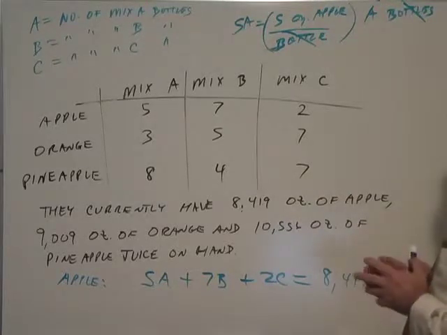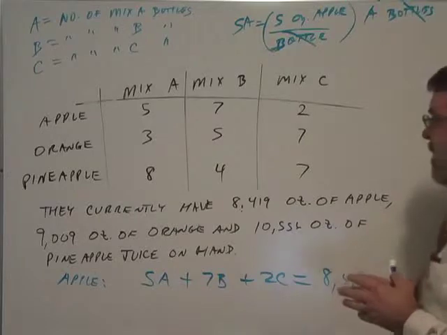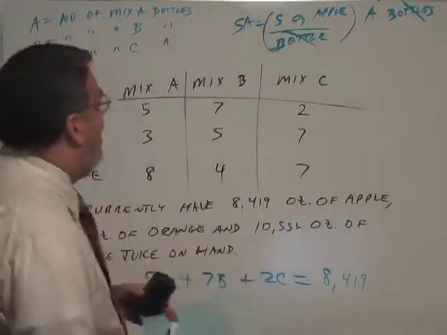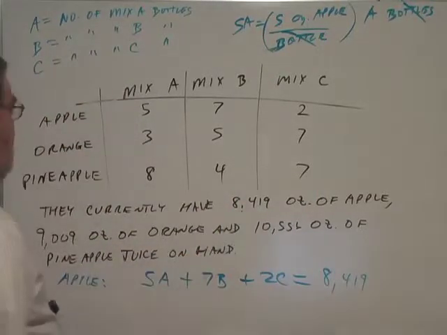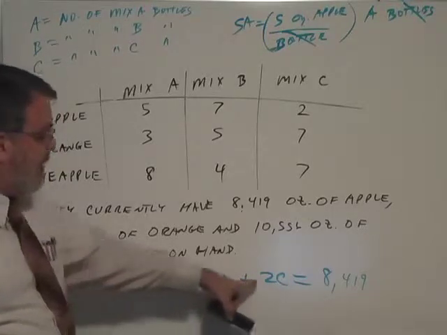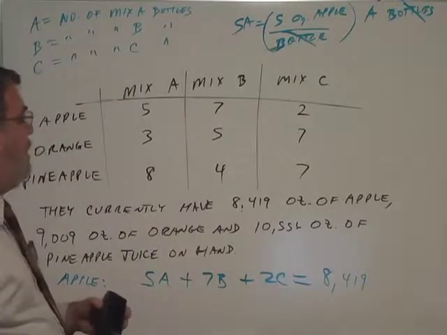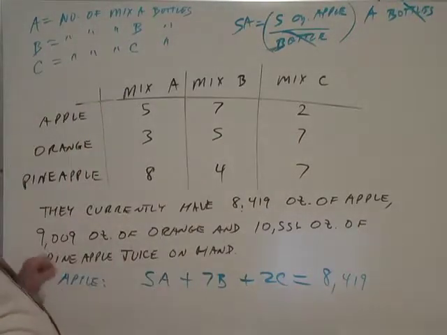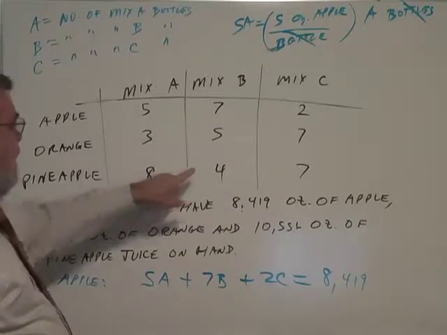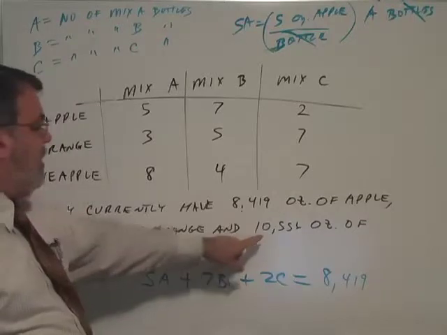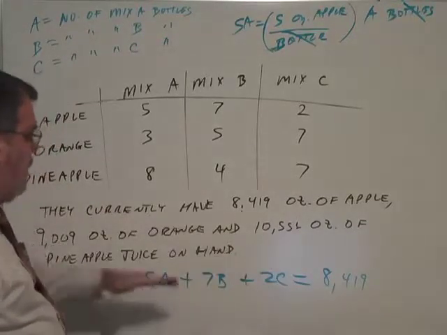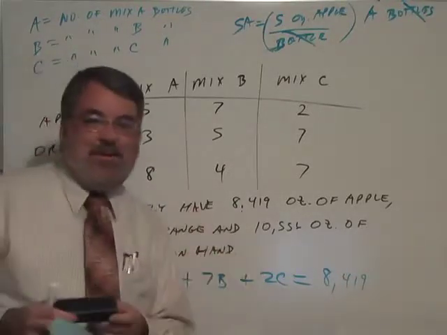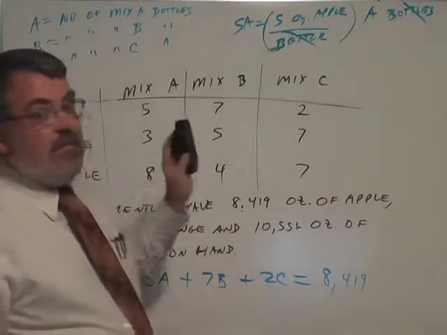It could go either way, depending on the problem. Alright, so I'm going to write the equations in. Our first equation is 5a plus 7b plus 2c equals 8,419. The next equation will be 3a plus 5b plus 7c equals 9,009. And then we have 8a plus 4b plus 7c equals 10,556. So the three equations are all going to be very similar to this one right here. Alright, so I'm going to make some room on the board and we'll go solve the problem.